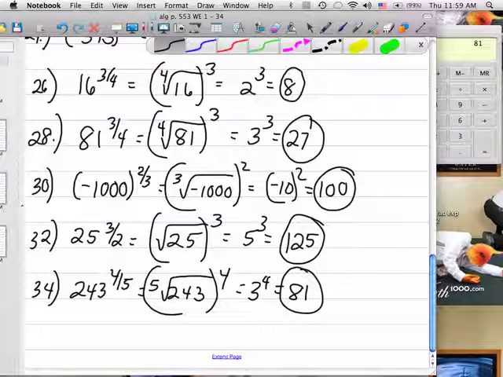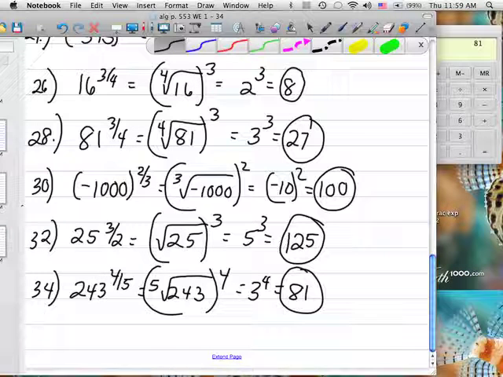That concludes the evens. Be sure you check the back of the book for the answers to the odds.